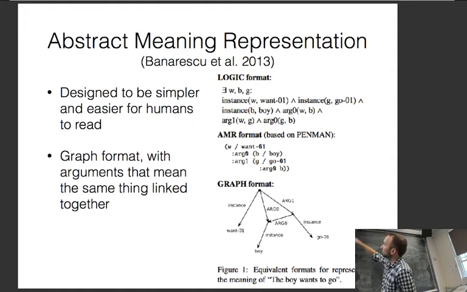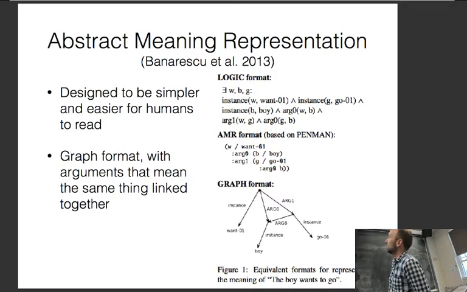So if we have our first-order logic on the top, we have instance want, instance G, Geo1, instance B, boy, arg0 WB, arg0 WG, arg0 GB. So does anyone understand this? No.